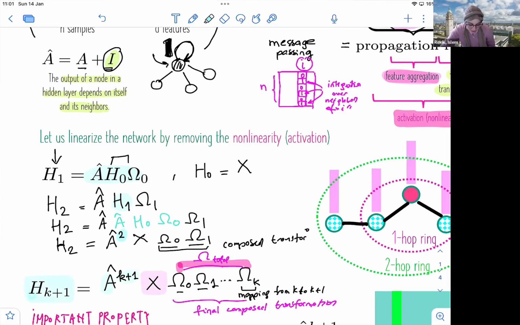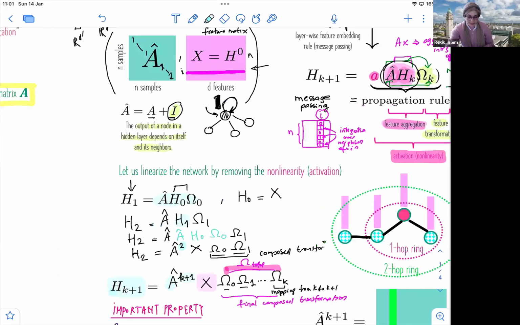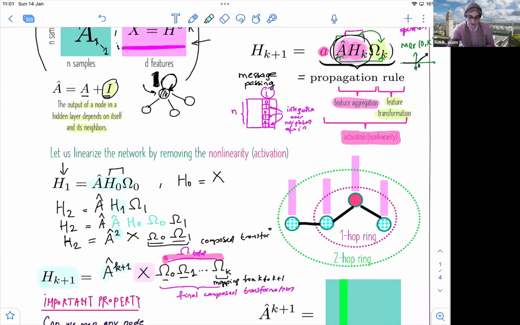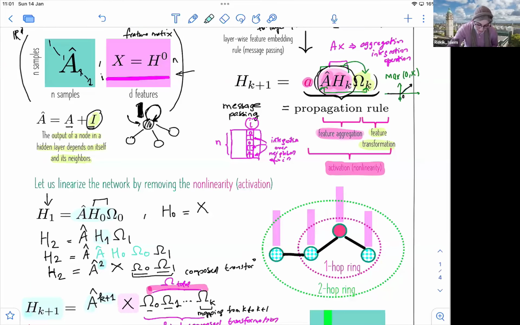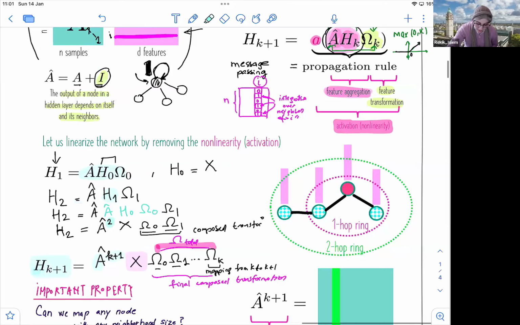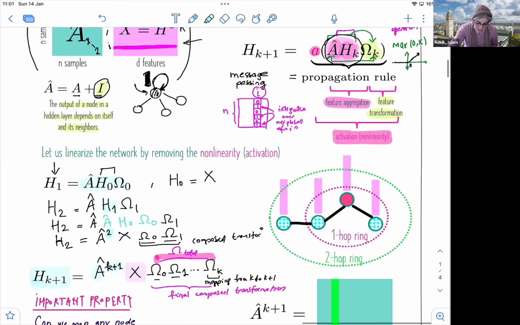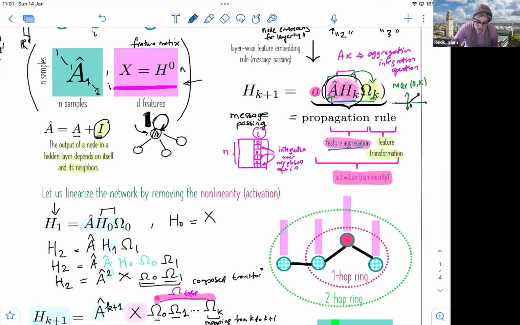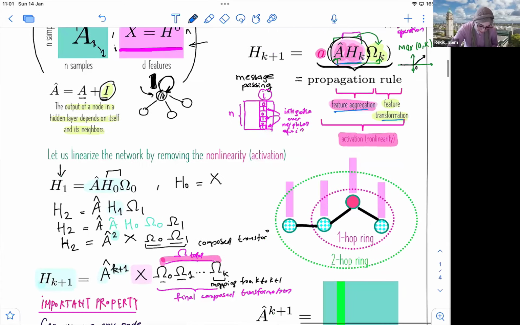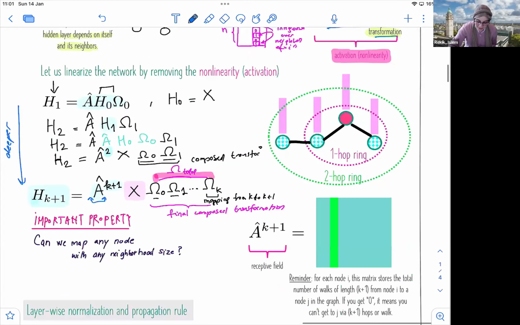So what does that mean? Now we have seen two things here. We have seen before the power of matrix multiplication to integrate information, and we see information integration here from the local neighbors. This is the first part, the integration. And then we have seen the transformation. As the network gets deeper, we stack these transformations, and we raise A to the power of K plus 1. So what is A to the power of K plus 1? Let's look at that together.